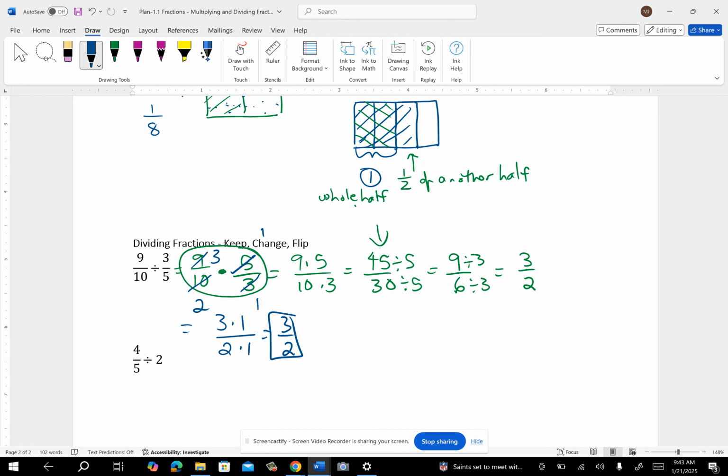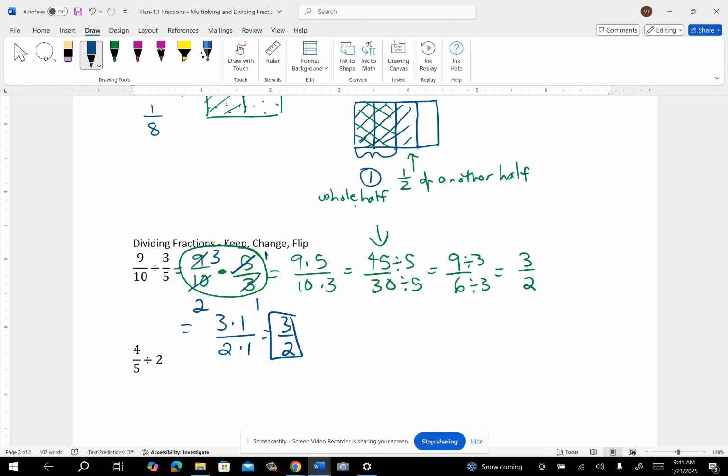Okay? So keep, change, flip. That's important. Keep, change, flip. Okay? And then after you've got it written as multiplication, then you're going to use the algorithm like we did on the previous page, where you either multiply first and then simplify, or simplify first, then multiply.